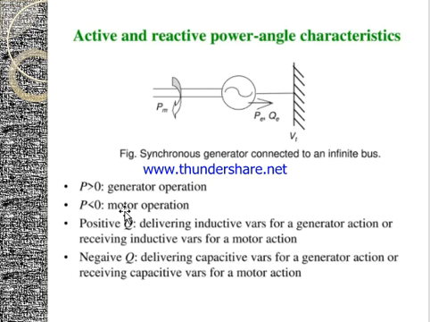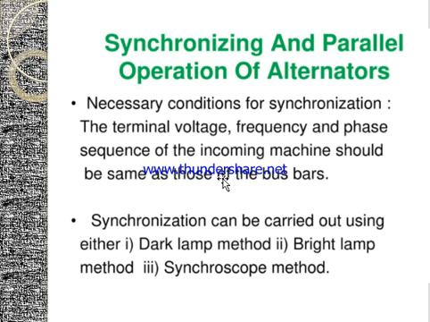So while considering the active and the reactive power angle characteristics, if active power is greater than 0, obviously it is a generator operation. If active power is less than 0, then it is a motor operation. For reactive power greater than 0, it delivers inductive VARs for a generator action or receives inductive VARs for a motor action. When reactive power is less than 0, it delivers capacitive VARs for generator action or receives capacitive VARs for motor action. These are all regarding the power actions.